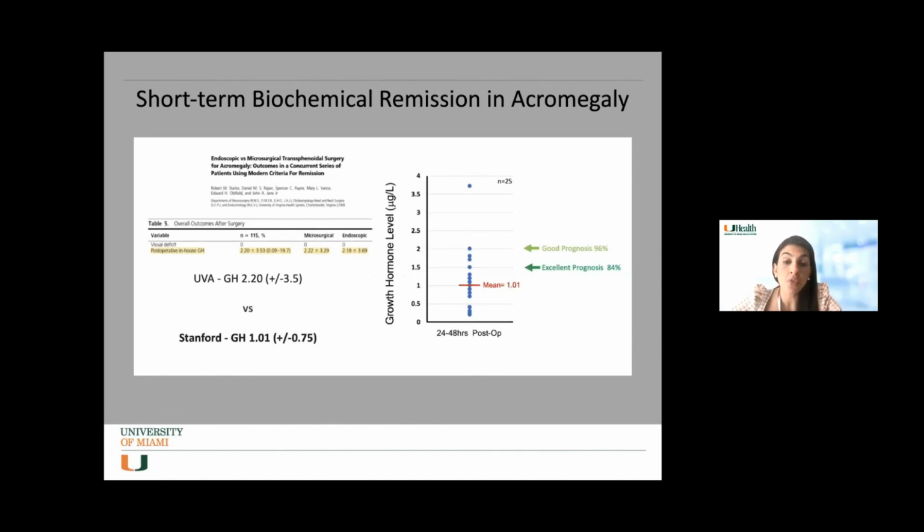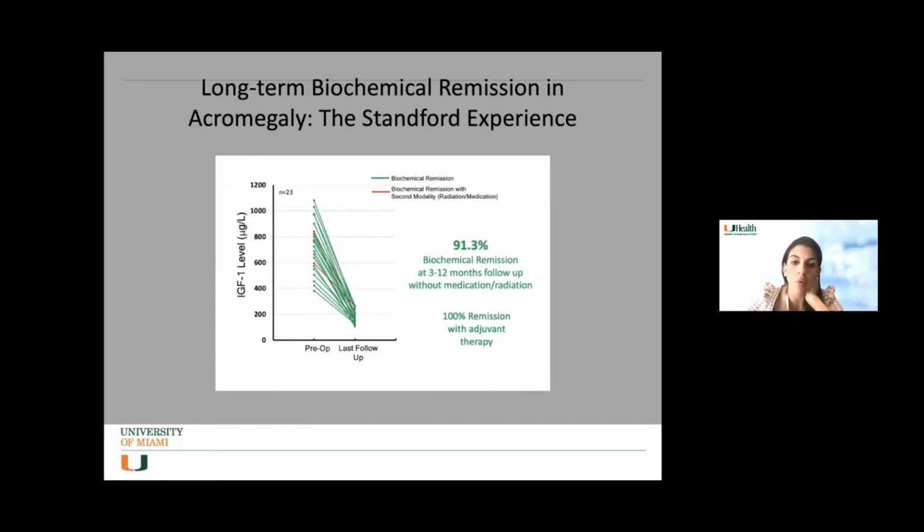In terms of the short-term biochemical remission in acromegaly, the Stanford experience is that the growth hormone level dropped to 1.01 in the immediate postoperative period, which is a pretty good prognosis. And that's improved even from previous studies. And these are a highly experienced group at UVA, and they got their growth hormone level in the immediate postoperative period to about 2.20. And this is already an improvement. And he attributes this to that resection of that medial wall.